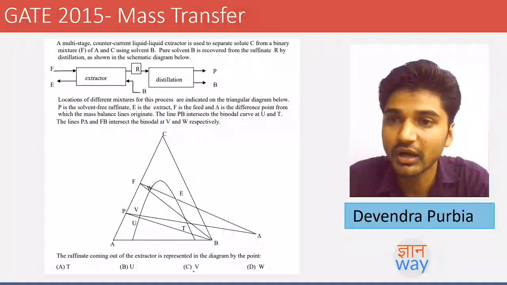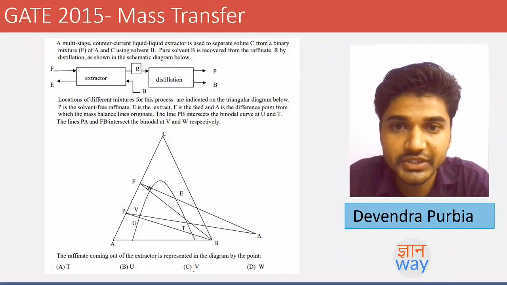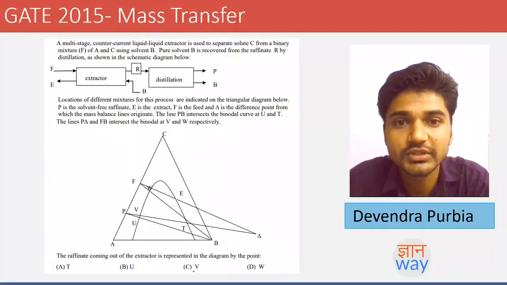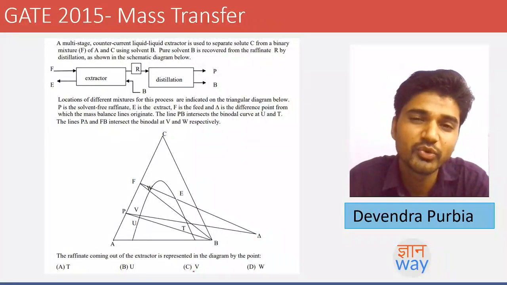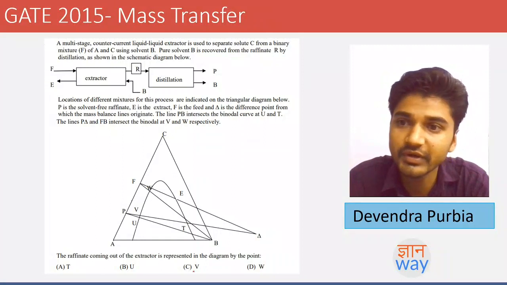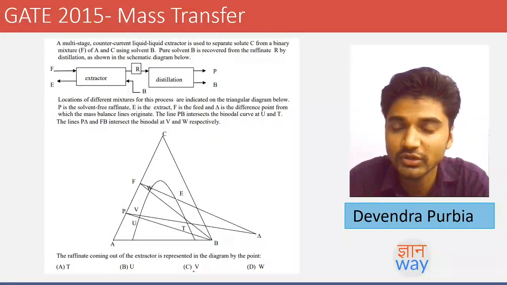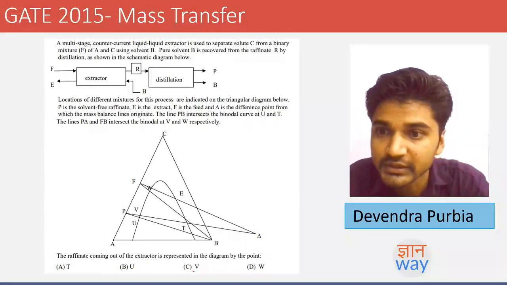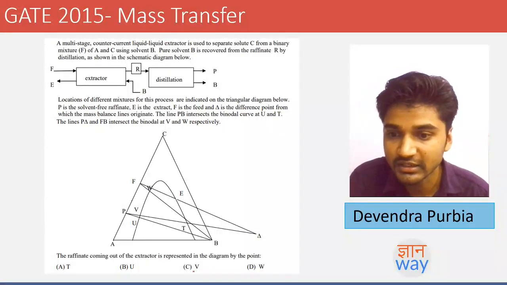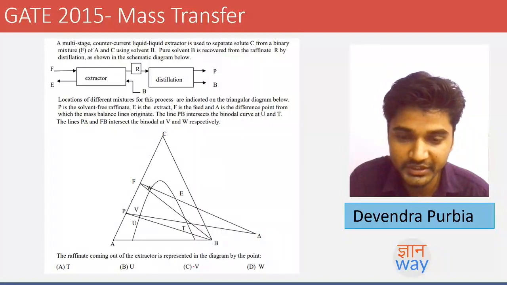Now the next question: a multi-stage counter-current liquid extractor is used to separate solute C from a binary mixture F of A and C using solvent B. Pure solvent B is recovered from raffinate R and distillate as shown in the figure, and a ternary diagram is given. We are asked which point represents the raffinate coming out from the extractor.